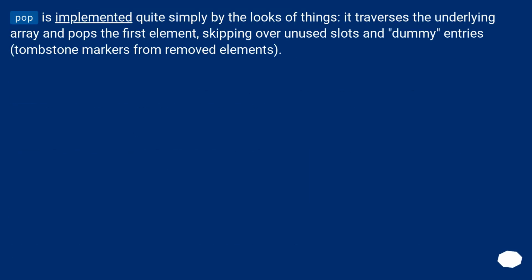pop is implemented quite simply by the looks of things. It traverses the underlying array and pops the first element, skipping over unused slots and dummy entries, tombstone markers from removed elements. This is all implementation detail.